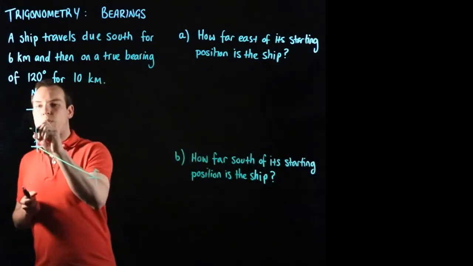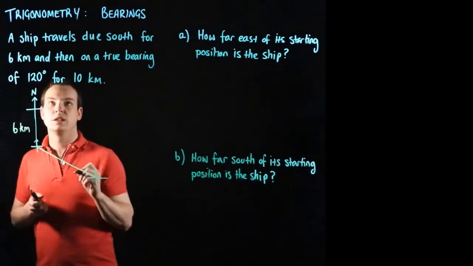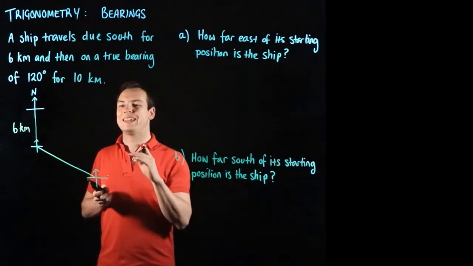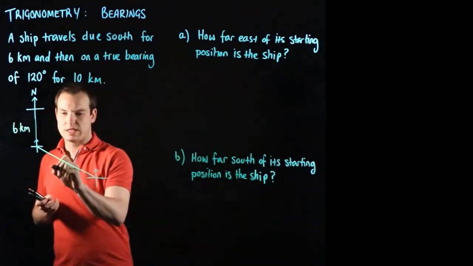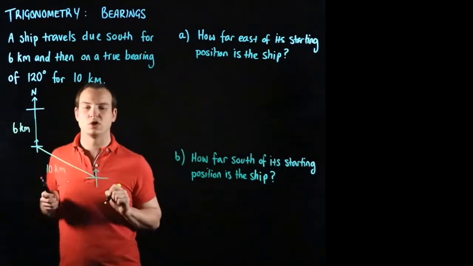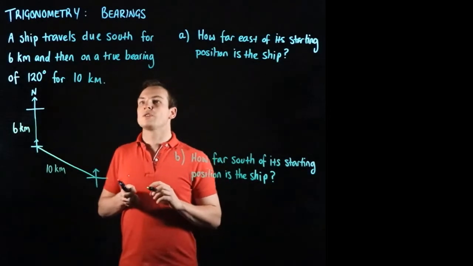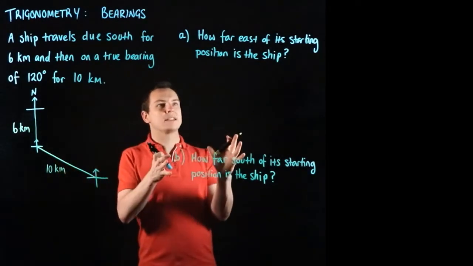So we'll label this. This first distance was 6 kilometers due south, so I'm going to put 6 kilometers there. And then we knew that it was 10 kilometers on the bearing of 120 degrees, so I'm going to put 10 kilometers just here. So that's how far that length of the journey was. So now we've got our construction, we can start to think about how we answer these problems.